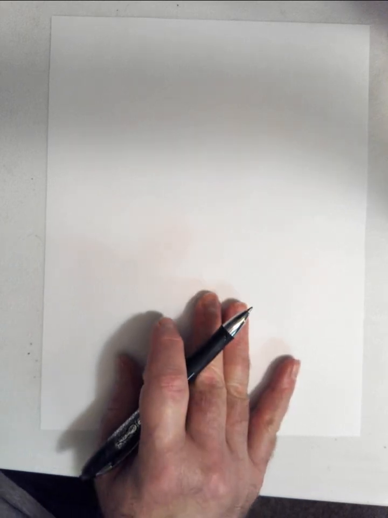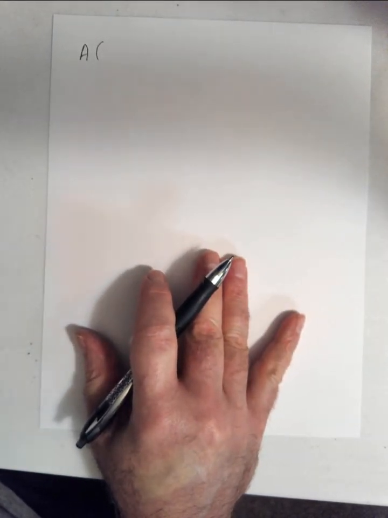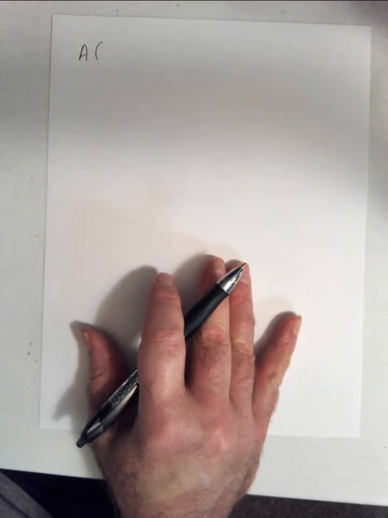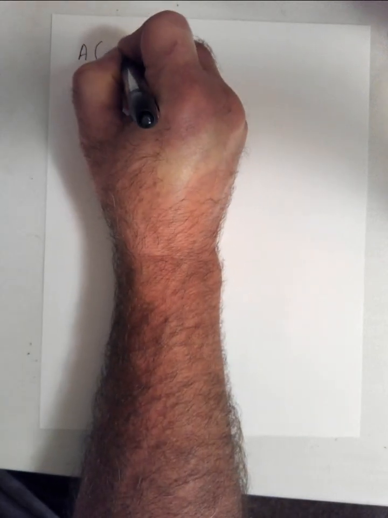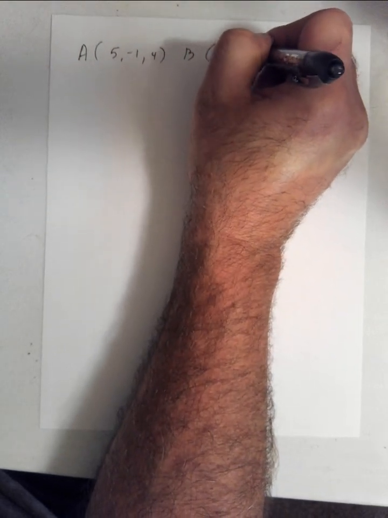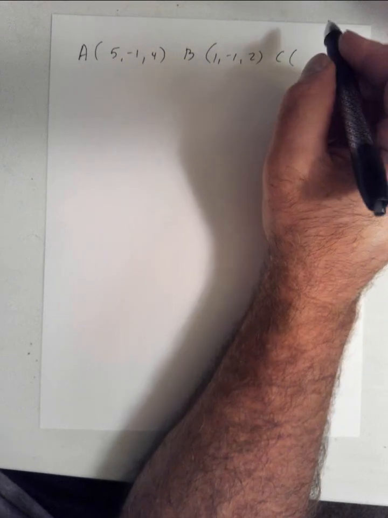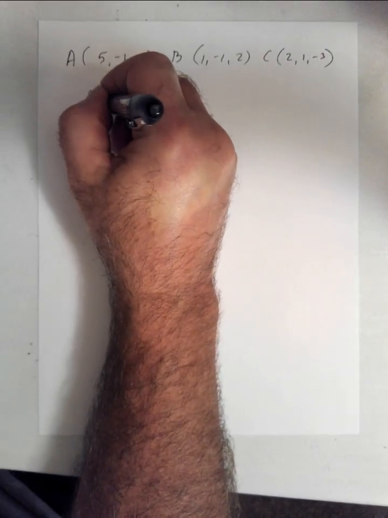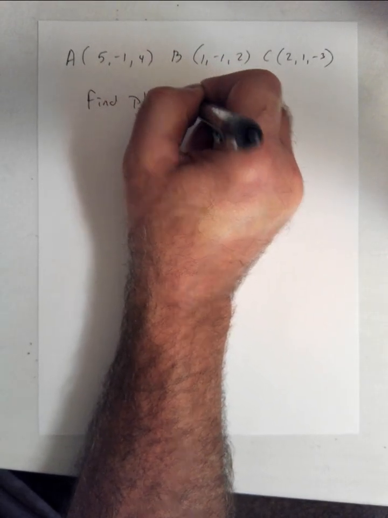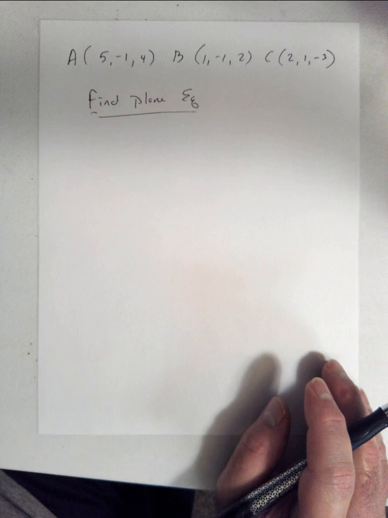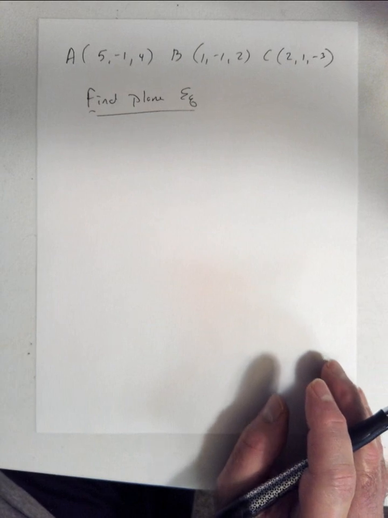So, that being said, I should be able to give you 3 points. Now I'm just going to grab a problem out of the book here. Let's do 28. We'll do A is 5, negative 1, 4. B is going to be 1, negative 1, 2. And C is going to be 2, 1, negative 3. Alright. Find the plane equation. So again, these are 3 random points, right? They kind of form a triangle.